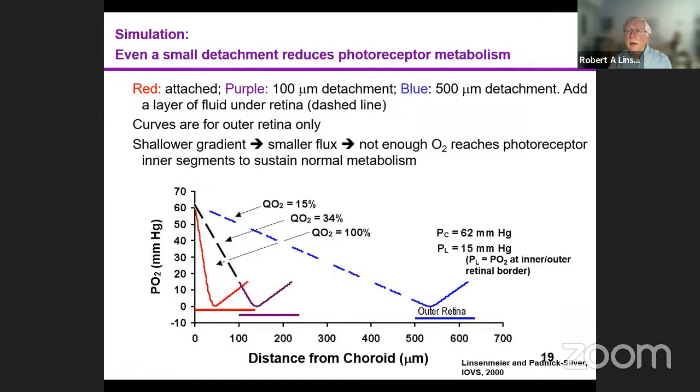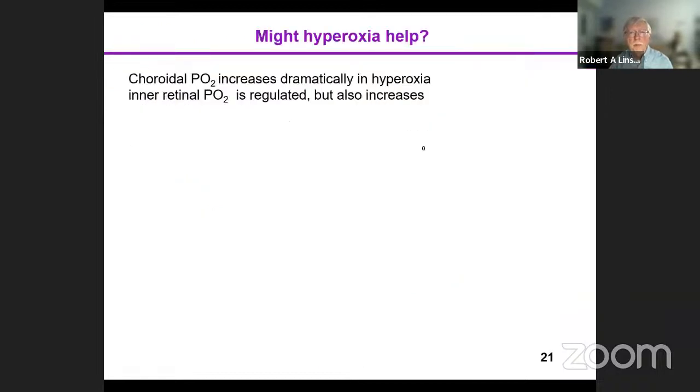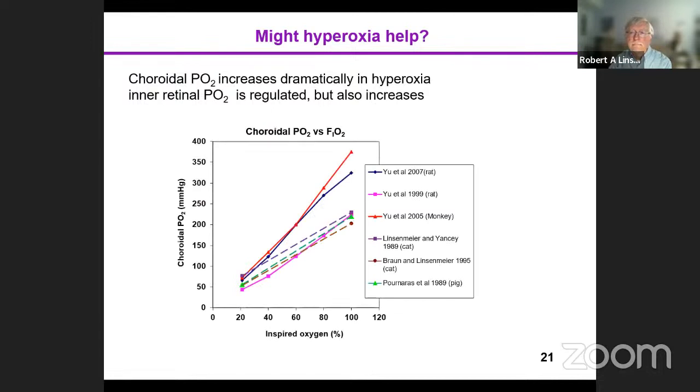So shallower gradient implies a smaller flux and not enough reaches the photoreceptors. But we think hyperoxia, breathing 100% oxygen, would help in this situation. It's been known from several studies in rats and monkeys and cats and even pigs that choroidal PO2 is not regulated. And when you breathe higher levels of oxygen, choroidal PO2 goes way up.